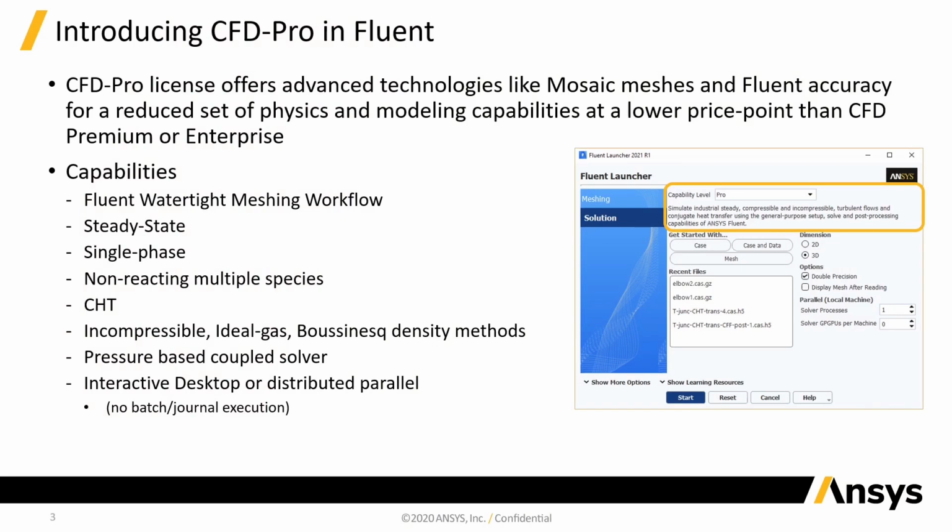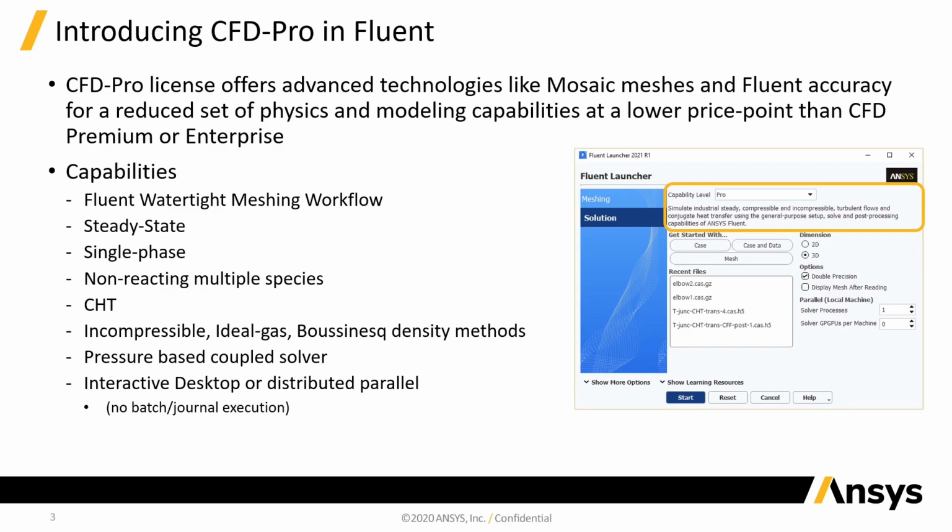One of the first things you'll notice is that there is now, when you start the software, an option to choose what capability you've got, and there's a new one called Pro. So if you have a CFD Pro license, you can actually do a restricted set of simulations. Basically, you can use a watertight meshing flow, do steady state, single phase, non-reacting species, conjugate heat transfer, a few different densities. You can use a pressure-based coupled solver. You can run on your desktop, or you can use some distributed parallel, but other advanced features like using batches and journals, etc., or UDFs are not supported.